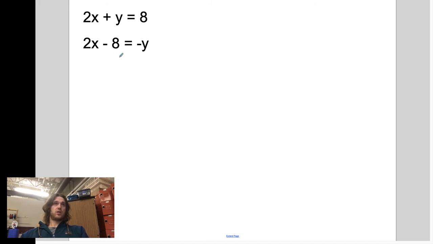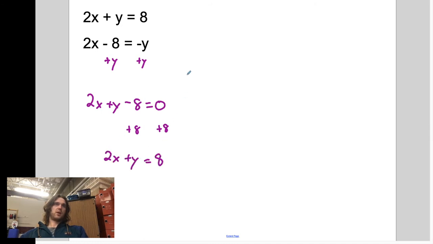So what we're going to need to do in this bottom equation, the first thing I'm going to do is add y to both sides to get things into good shape here. So it'll be 2x plus y minus 8 equals 0. And then I'll add 8 to both sides to get 2x plus y equals 8. Now we're going to rewrite the system, and you probably have already noticed that the top equation and the bottom equation are the same.